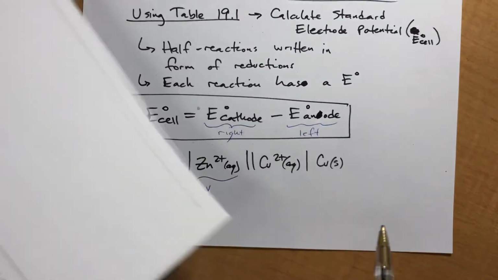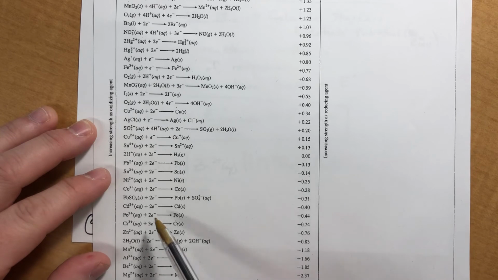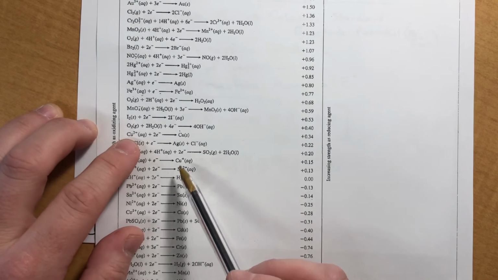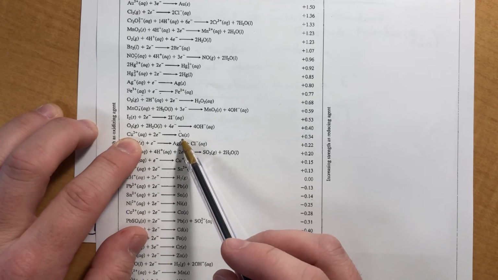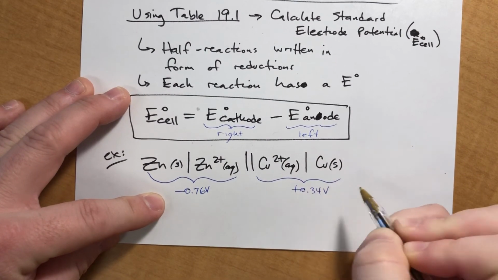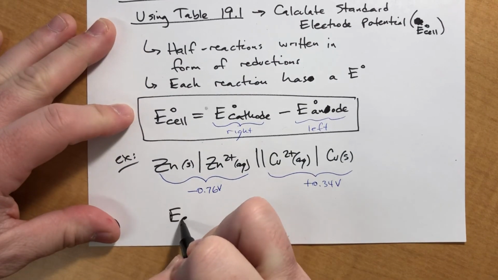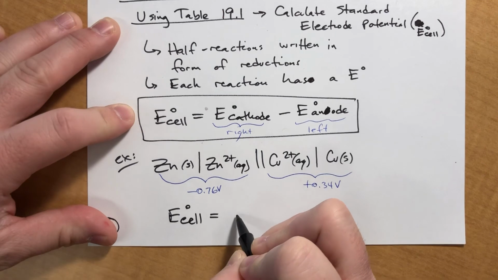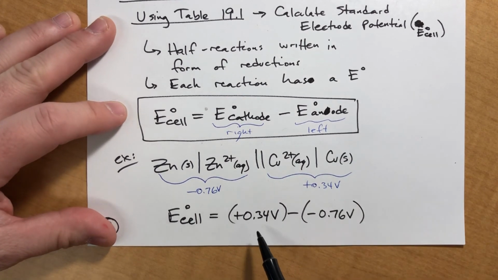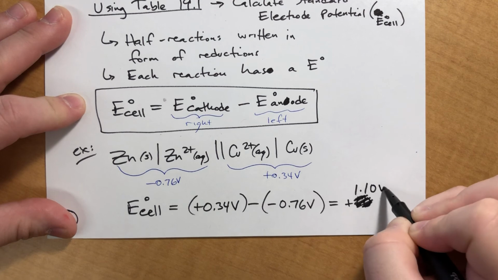Then we need to look up the copper one. If we look around, there's copper 2 plus forming copper 1 plus, but that's not what we have. We have copper 2 plus forming copper solid. So if we go up a little farther, we have copper 2 plus plus 2 electrons forming copper solid, and this has a value of positive 0.34. So literally to do this calculation, you just take this number minus that number. It's minus a negative, so the value comes out to positive 1.10 volts.